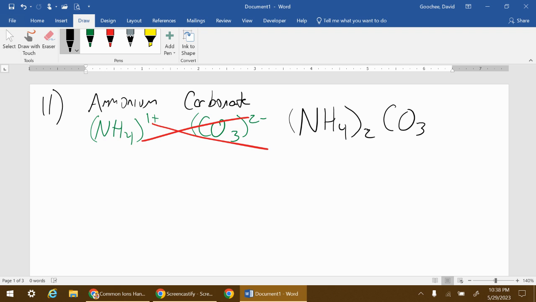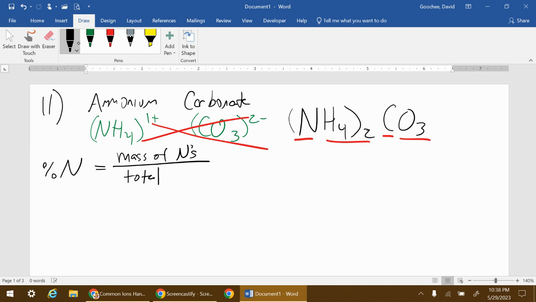So we have to figure out what the percent composition of all the elements are in this by mass. So what percent of this substance is nitrogen? What percent is hydrogen? What percent is carbon? And what percent is oxygen? So to figure out the percentage of nitrogen in this, that's going to be equal to the mass of all of the nitrogens, divided by the total mass of the thing. And that's the same for any percentage ever. It's always the part divided by the whole.